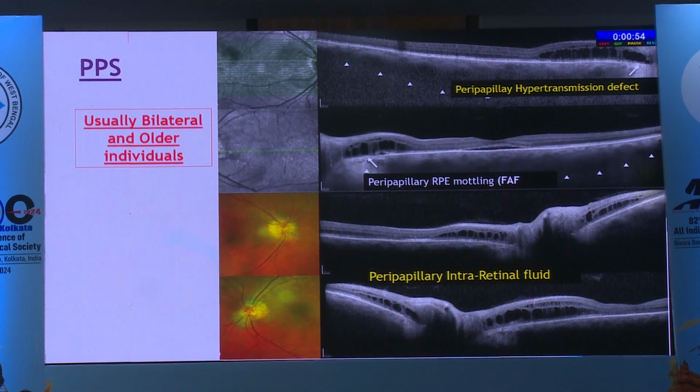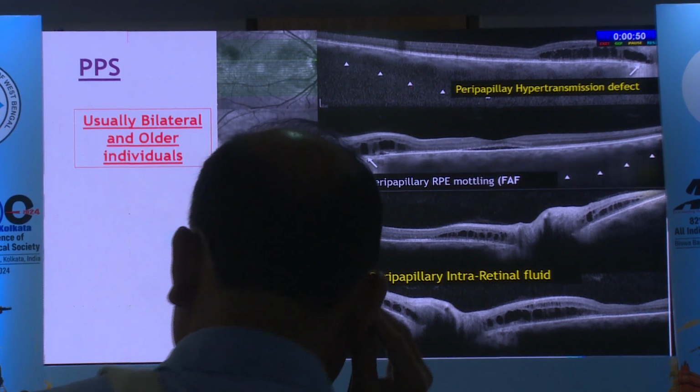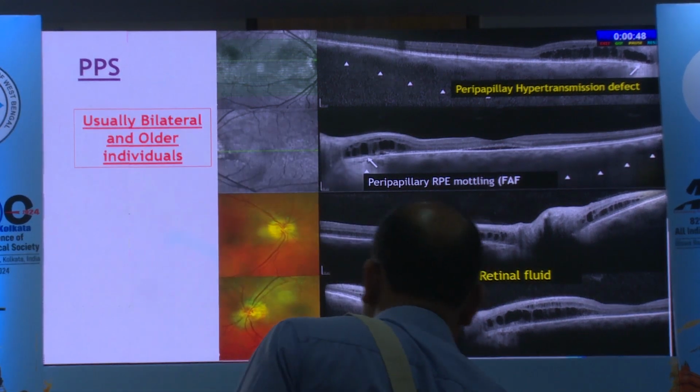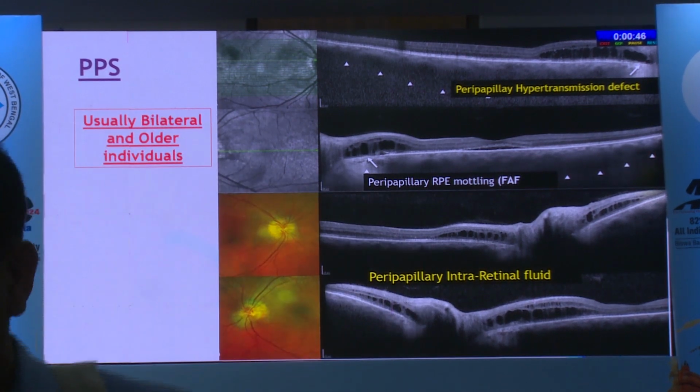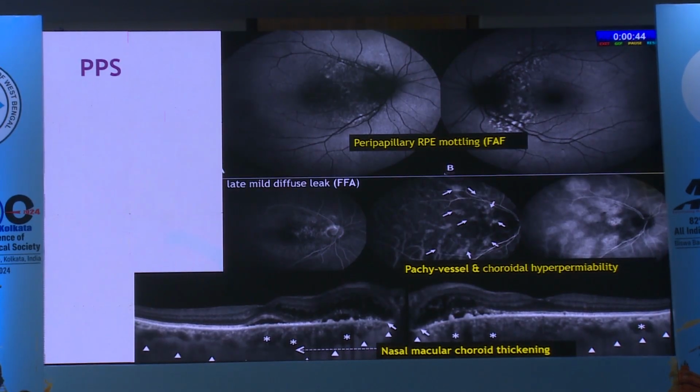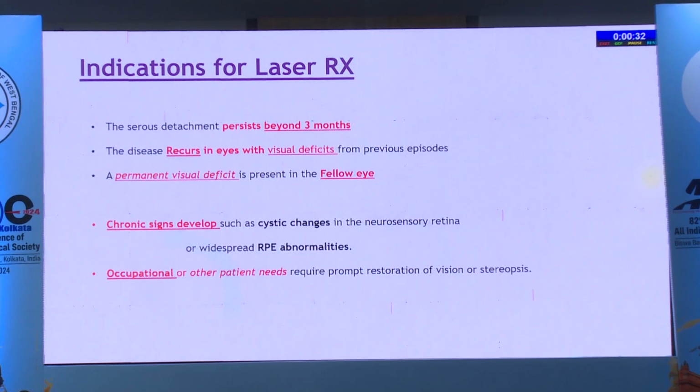This is usually seen in older people with bilateral disease, and you can see the peripapillary intraretinal fluid on either side of the optic disc here. So it is very important to look at the autofluorescence imaging to see the peripapillary RPE mottling, peripapillary pachy vessels, and choroidal vascular hyperpermeability on ICG, giving the diagnosis of peripapillary pachychoroid syndrome.